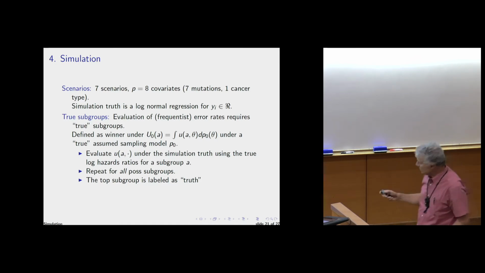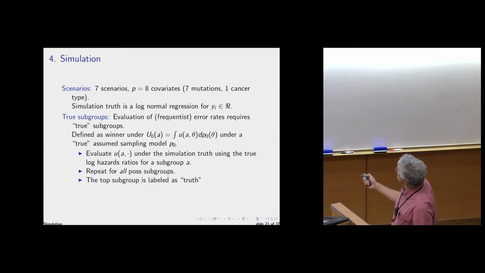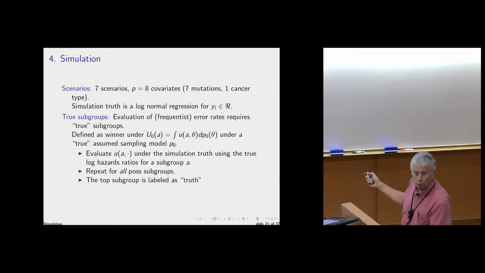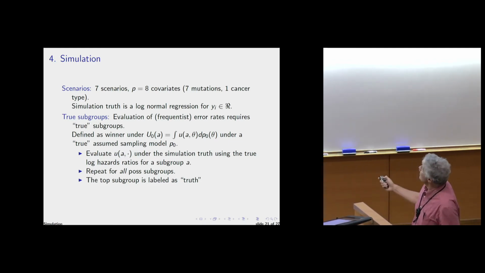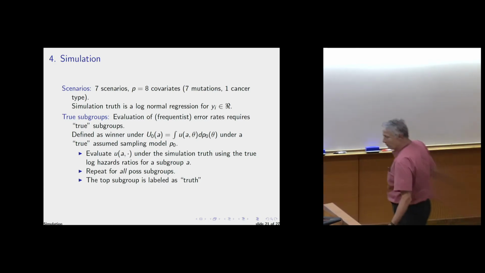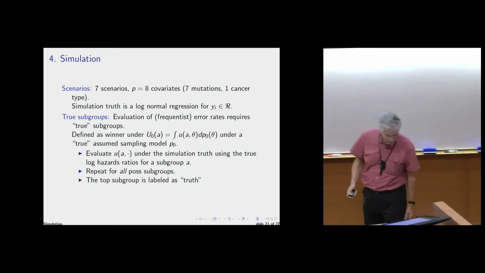What we simply do is we take the same criterion as before, but now instead of averaging with respect to the posterior distribution on the parameters, you can average now with respect to whatever is the assumed true probability model on the parameters. Then you get something like, let's call it true expected utilities, and then I call the true subgroup the one that wins under the true expected utilities. So those are the expectations of my criterion under the simulation truth for generating the data. And that way you can create something like true subgroups.